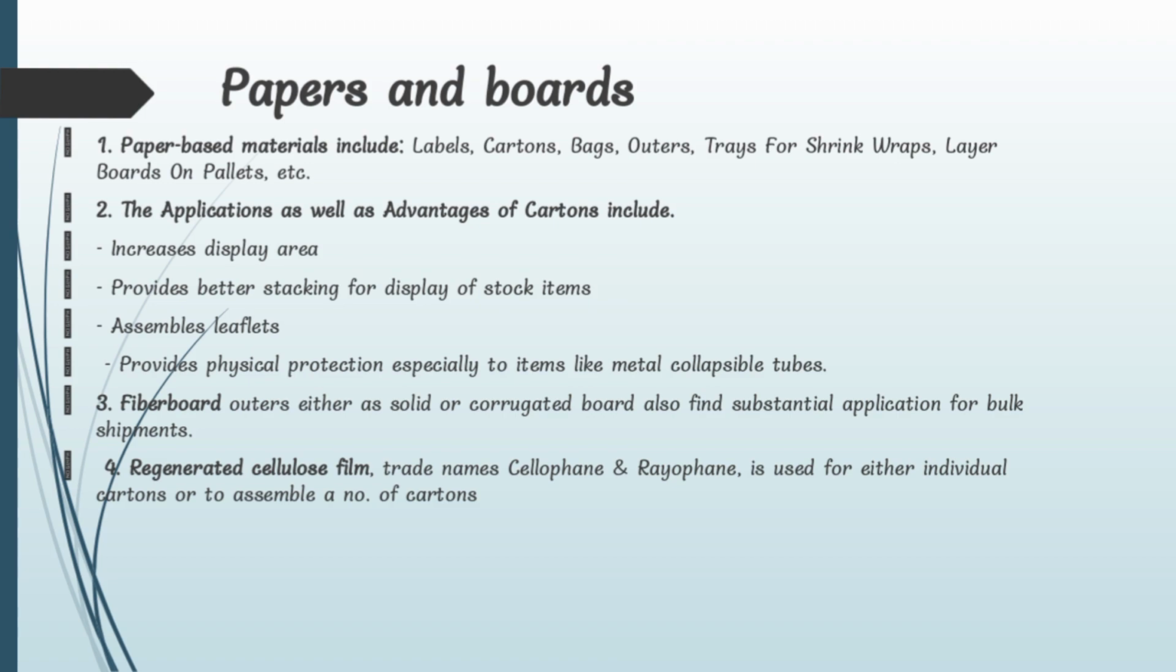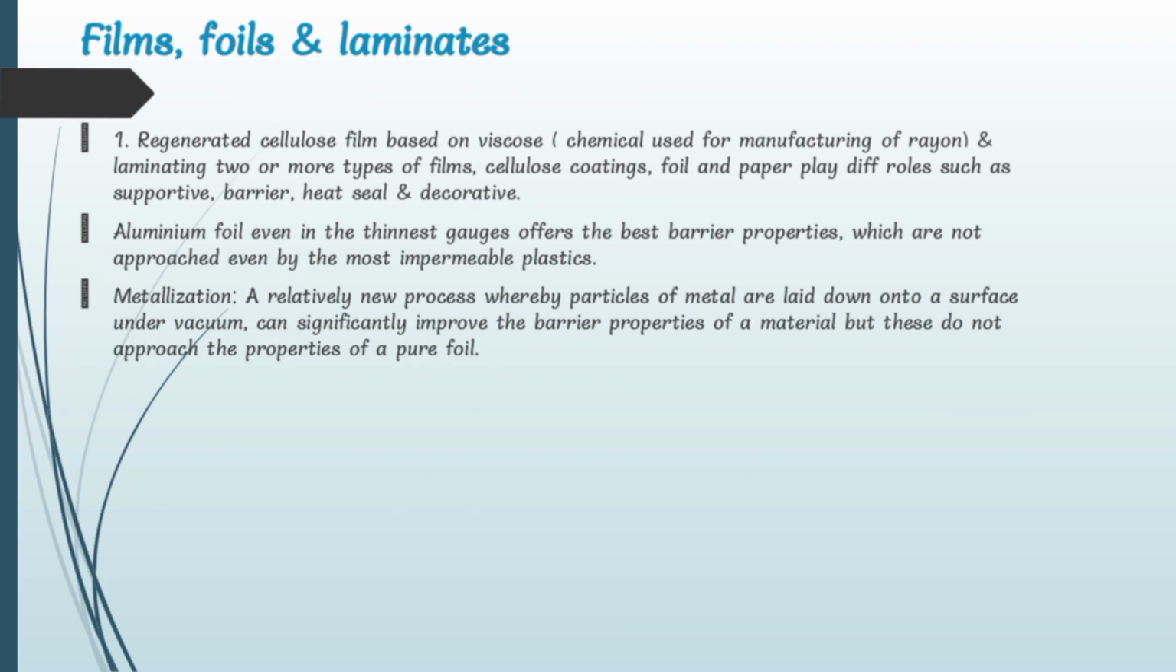Third is fiber board, outer either as solid or corrugated boards also find substantial application for bulk supplement. Fourth is regenerated cellulose films. Trade names of cellophanes and rayophans is used for either individual cartons or to assemble a number of cartons. Film foils and laminates. Regenerated cellulose film based on the viscose chemical used for manufacturing of rayon and laminating 2 or more types of films.